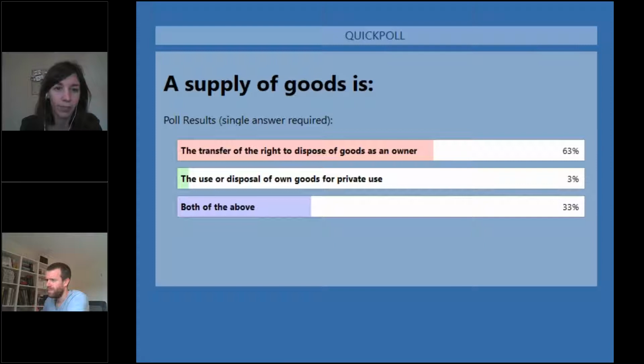Okay, let's see the result. So indeed, the answer A is the right one. The transfer of the right to dispose of goods as an owner, because the use and the disposal of own goods for private use is not really a supply of goods. Technically speaking, there are some VAT consequences as well, but it's not to be considered as a supply of goods.